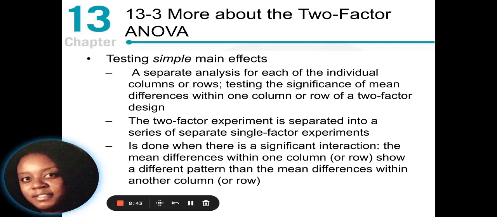Testing simple main effects is another way we can look at the two-factor ANOVA. Simple main effects are a separate analysis for each of the individual columns and rows that test the significance of the mean differences within one column or row of a two-factor design. The two-factor experiment is separated into a series of separate single-factor experiments. It's done when there's a significant interaction, when the mean differences in one column show different patterns than the mean differences in another column.